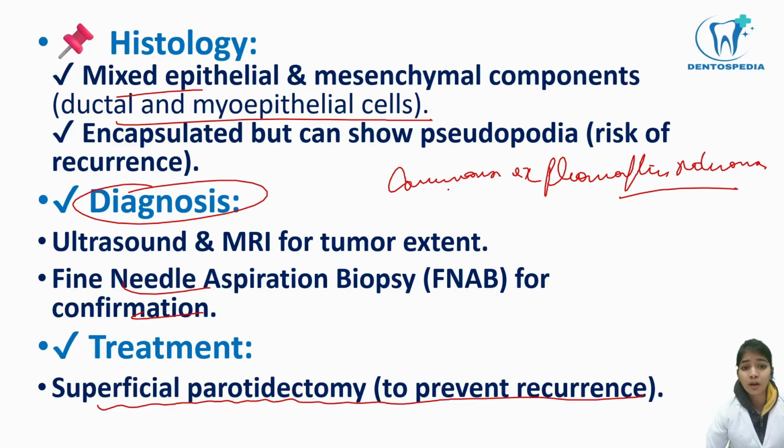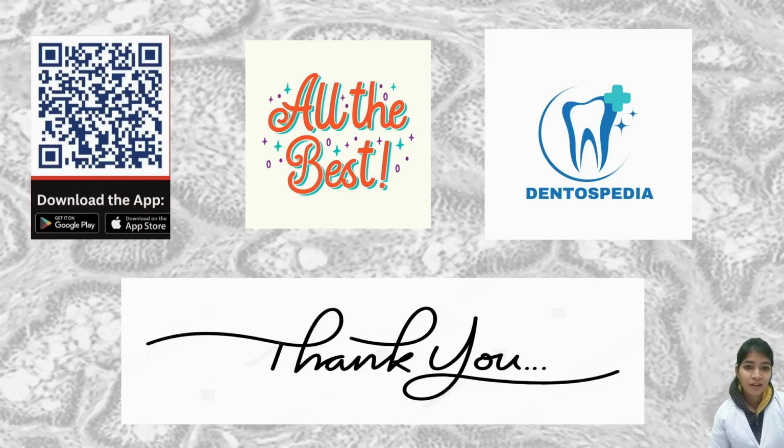So there is a mnemonic: P for parotid, P for painless, and P for pleomorphic. Understood? So pleomorphic adenoma is the most common benign salivary gland tumor, commonly affecting the parotid gland, presenting as a slow growing, painless, firm swelling with a mixed epithelial and mesenchymal histology. Understood? So that was pleomorphic adenoma.